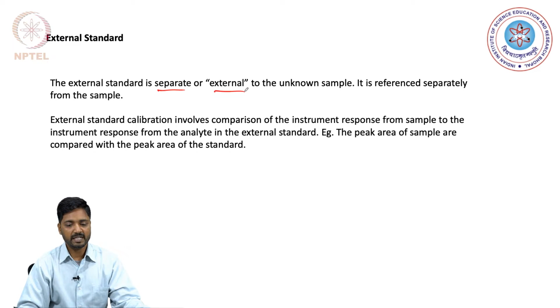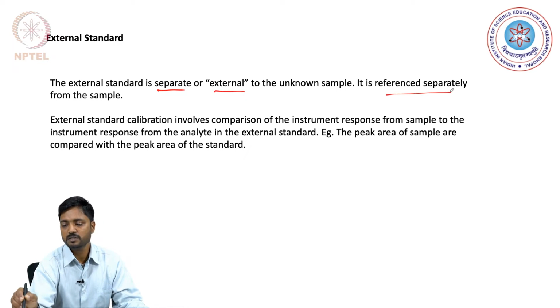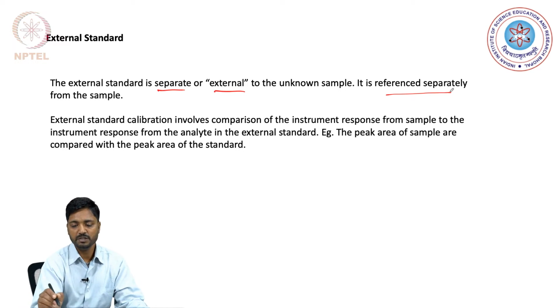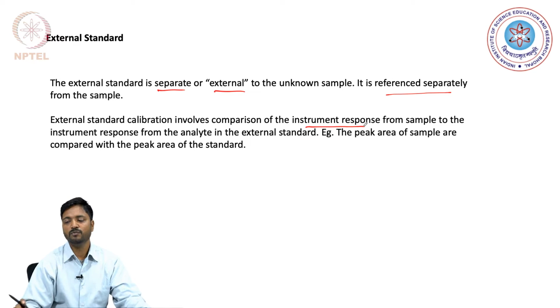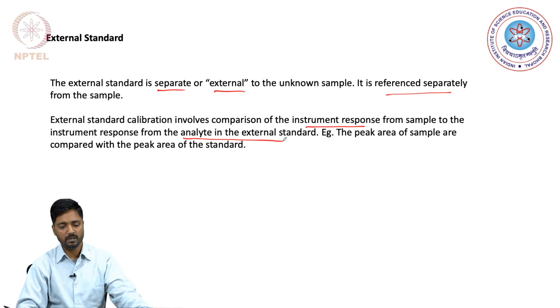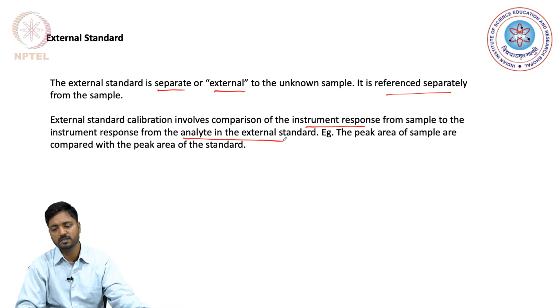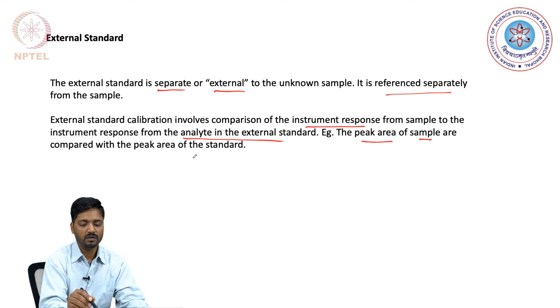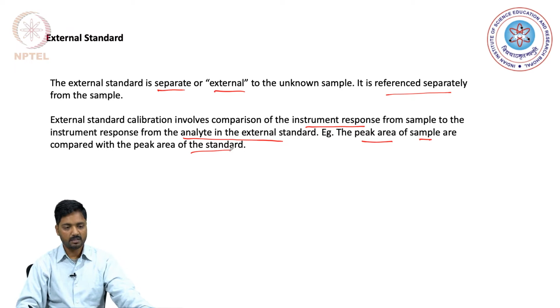So, the external standard is referenced separately from the unknown sample, and the external standard calibration involves comparison of the instrument response from the sample to the instrument response from the analyte in the external sample. For example, a very simple way through which this is done is to compare the peak areas of the sample with that of the standard.